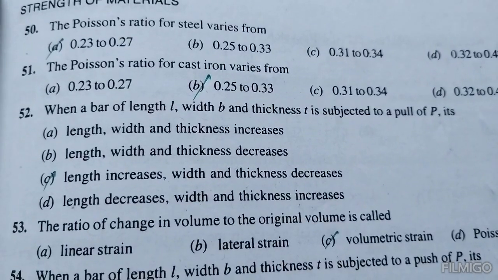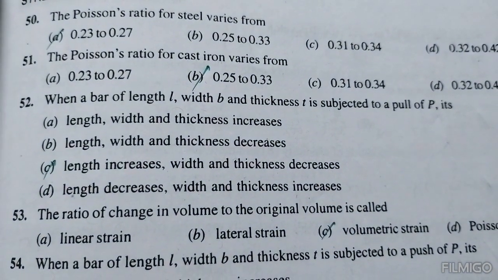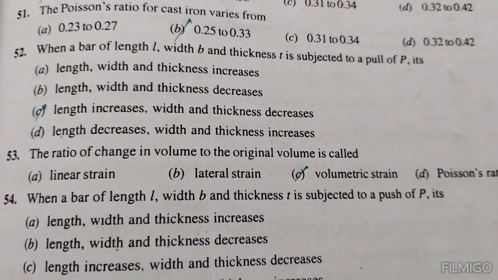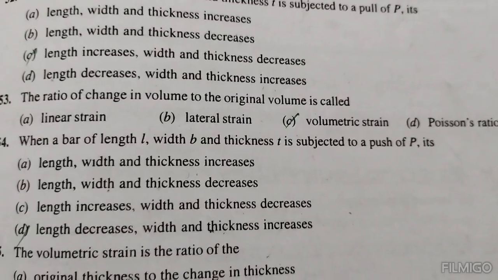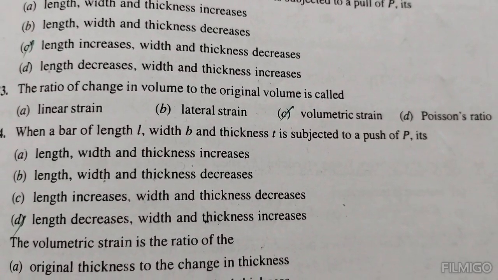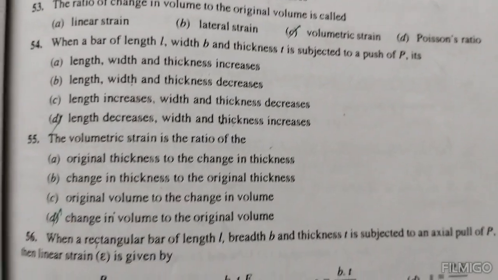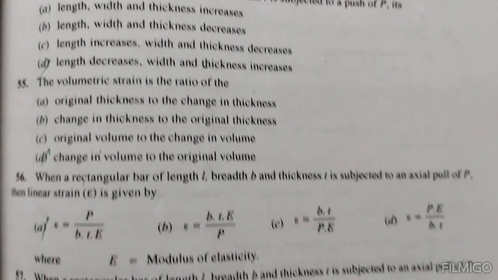When a bar of length L, width B, thickness T is subjected to a pull of P, the length increases, and the width and thickness decrease. The ratio of change in volume to original volume is called volumetric strain. When a bar of length L, width B, thickness T is subjected to a push of P, its length decreases, and width and thickness increase. The volumetric strain is the ratio of the change in volume to the original volume.